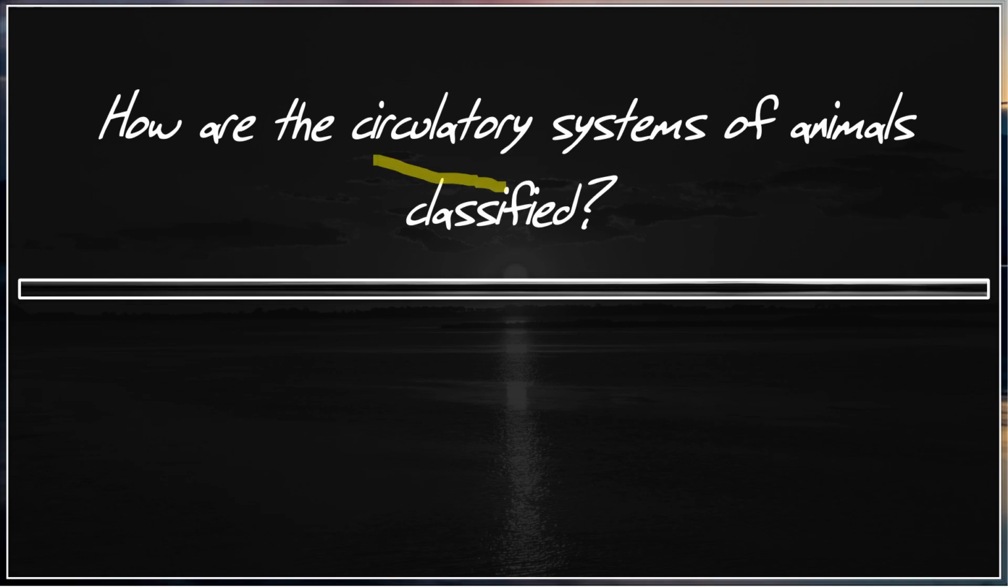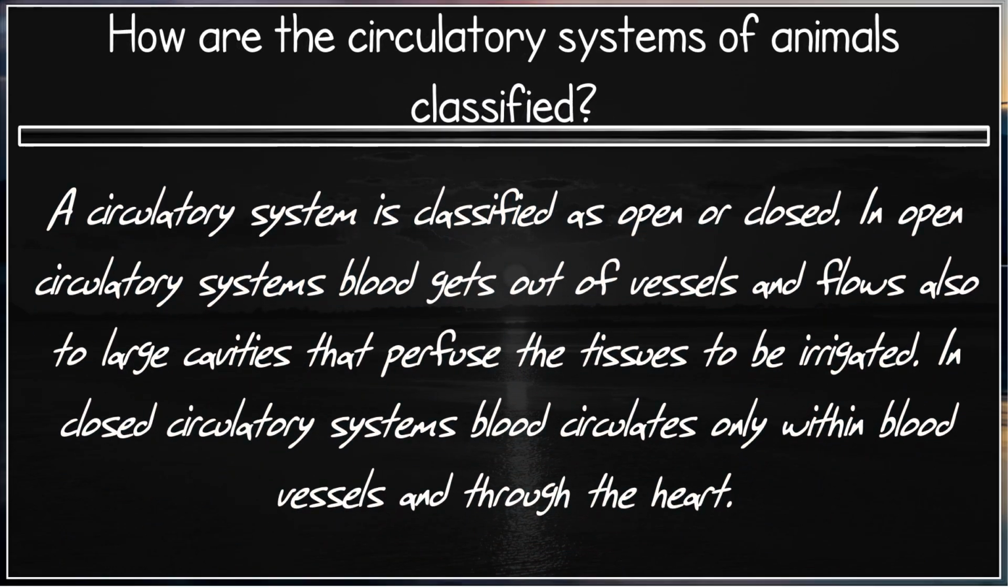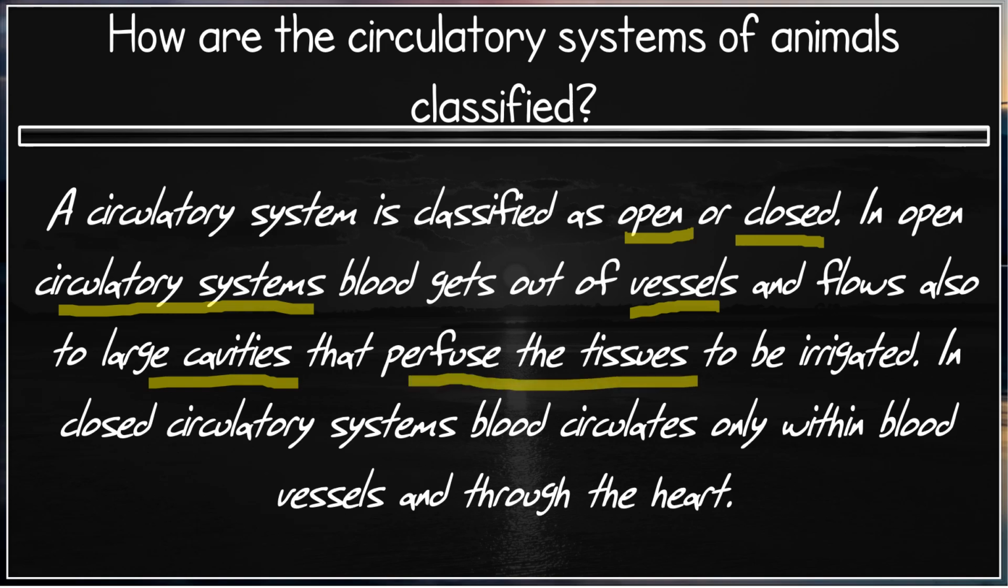How is the circulatory system of animals classified? The circulatory system is classified as open or closed. An open circulatory system gets blood out of the vessels and flows to the large cavities that perfuse the tissue to be irrigated. In a closed circulatory system, blood circulates only within the blood vessels and through the heart.